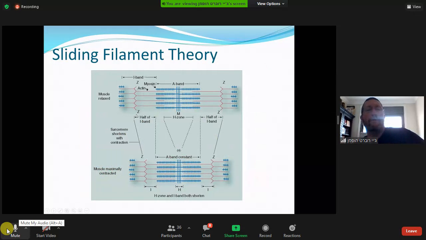And this is again another picture of the sliding filament theory. During contraction, the H zone contracts. It's important to take note, as you contract, the H zone contracts in size. So it's going over each other, shortening. The H zone and I band both shorten. The maximal contraction.